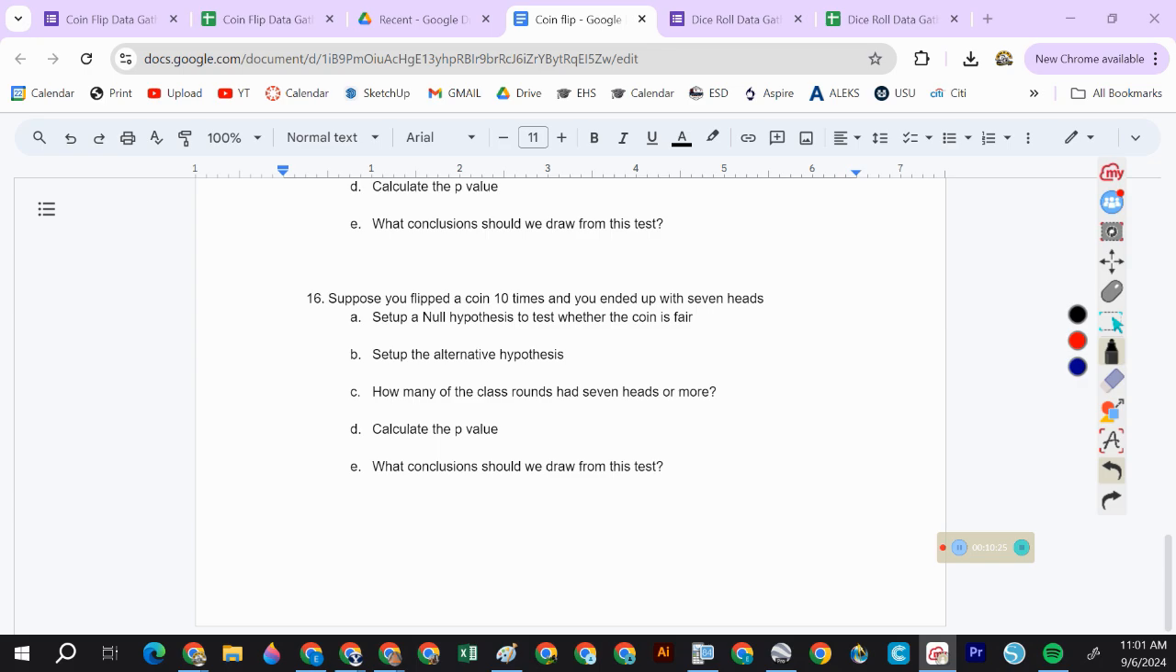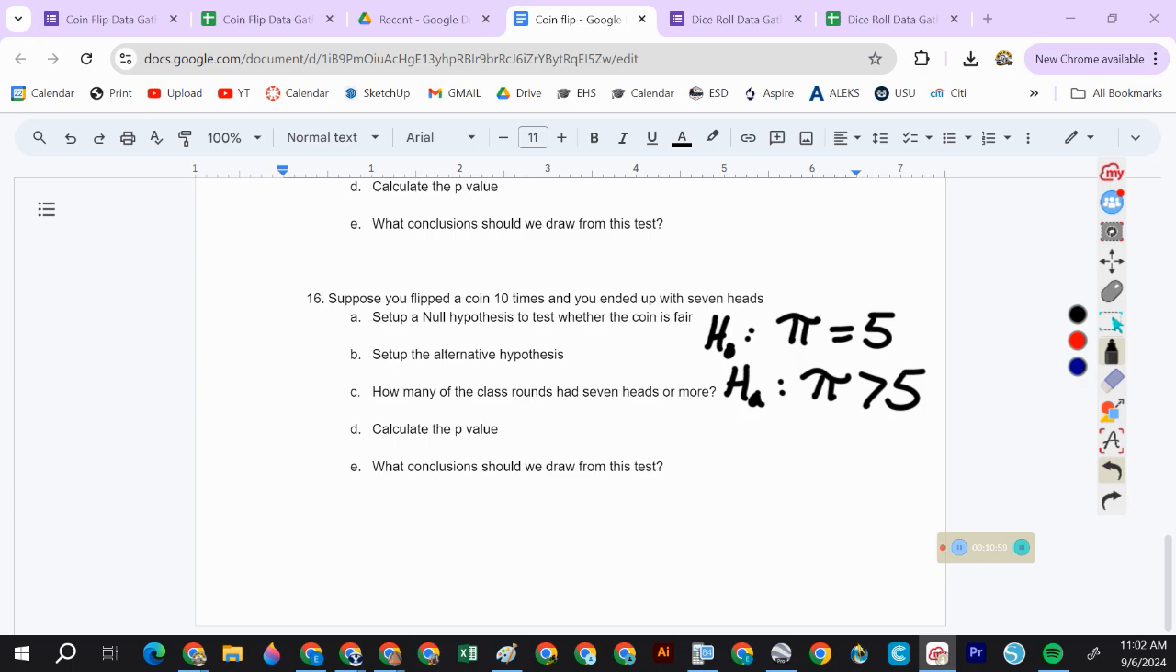Suppose you flipped a coin 10 times and you ended up with 7 heads. What is my H naught in this case? Pi is equal to 5. That's how many heads we should get. Okay. What is my alternative hypothesis? Pi is greater than 5. Why is it greater than 5 this time? Because our sample had 7 in it, and 7 is bigger than 5. Okay?